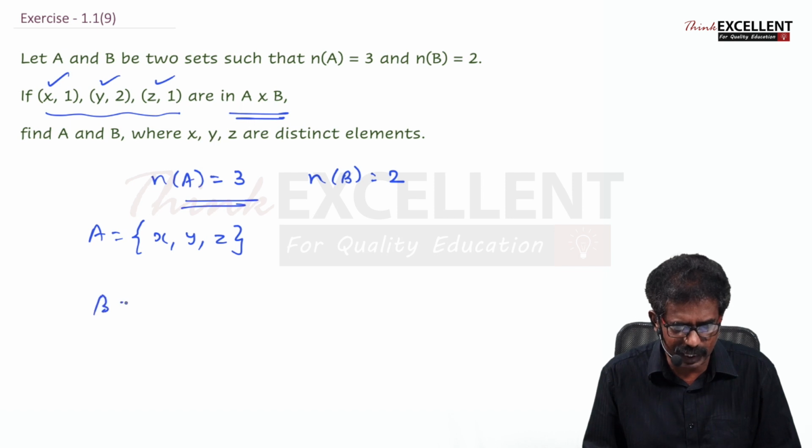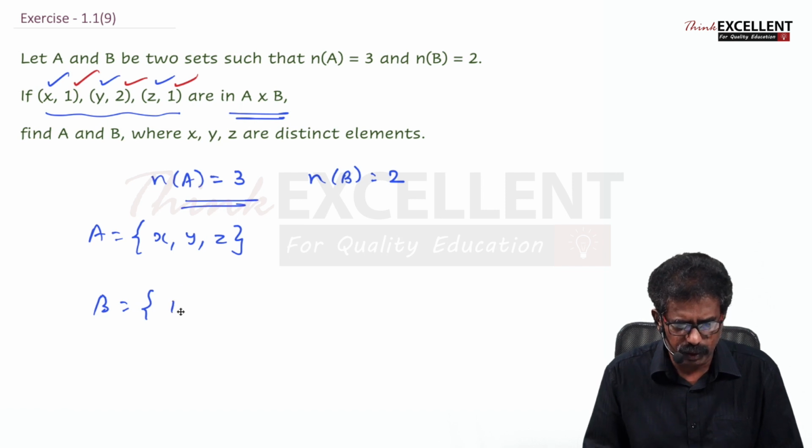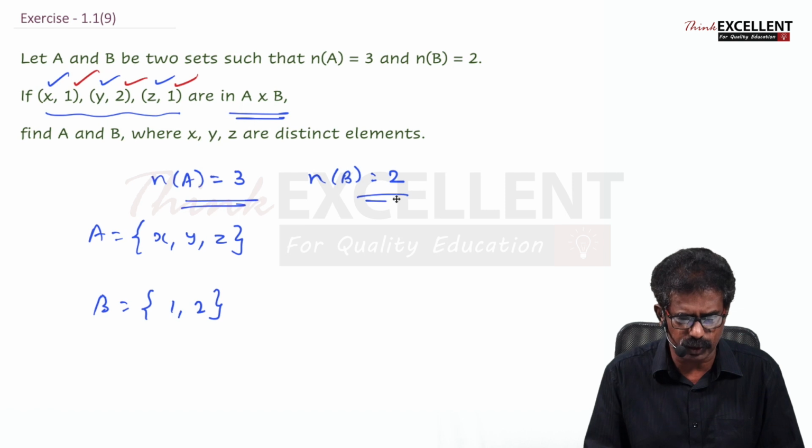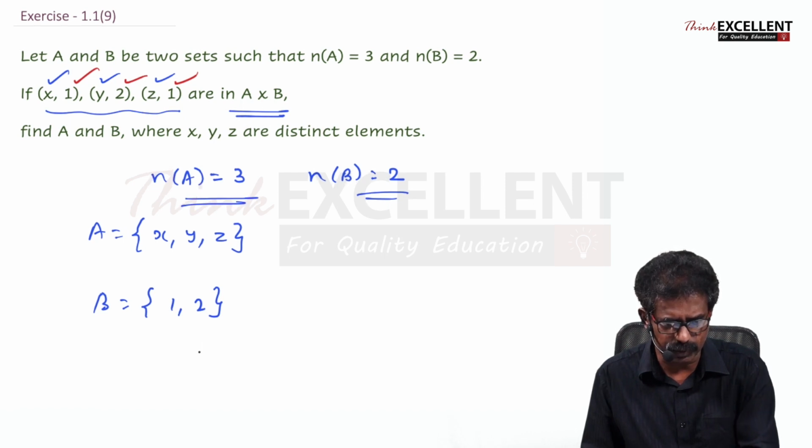Now B is the second elements. What are the second elements here? Second elements are 1, 2, 1. Don't repeat. So there are only 2 elements you are supposed to get, right? So this is how you have to find the elements of A and B. Okay, that's all.